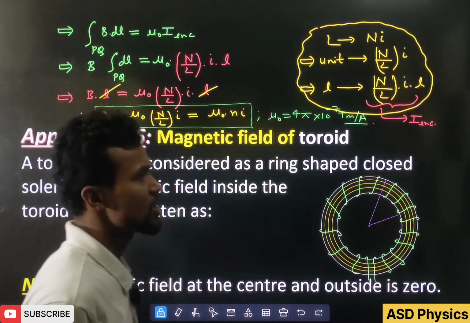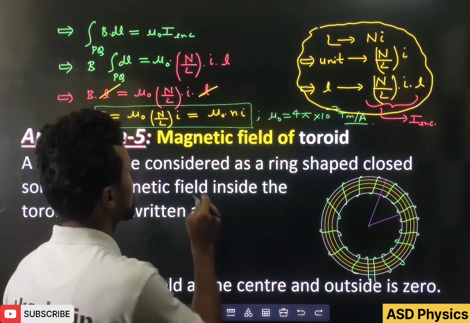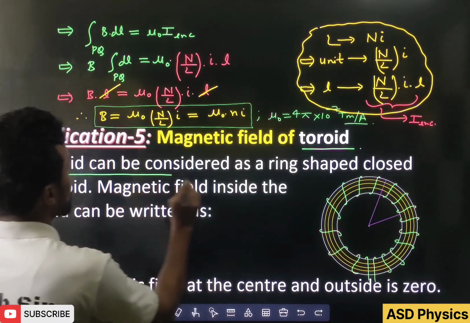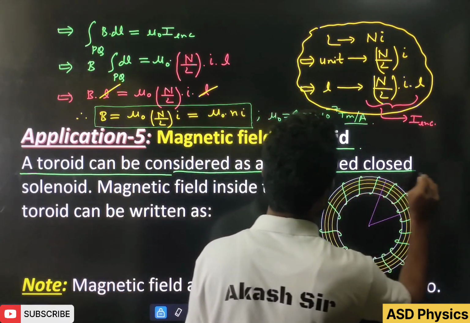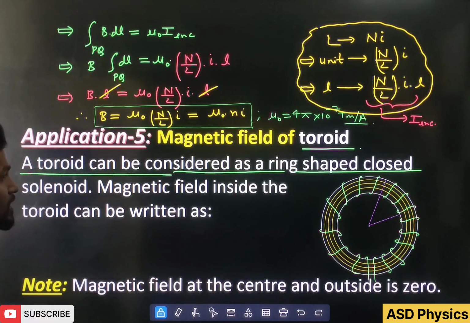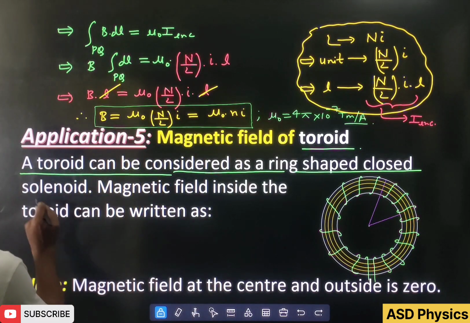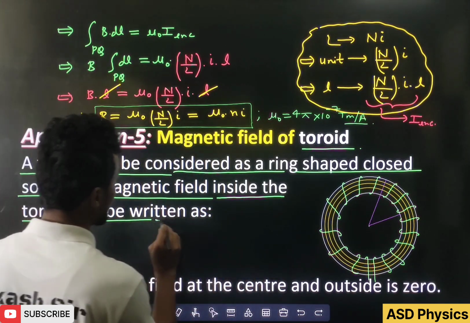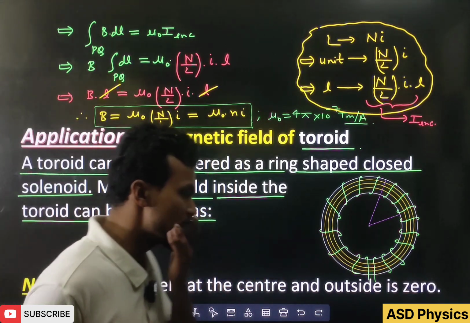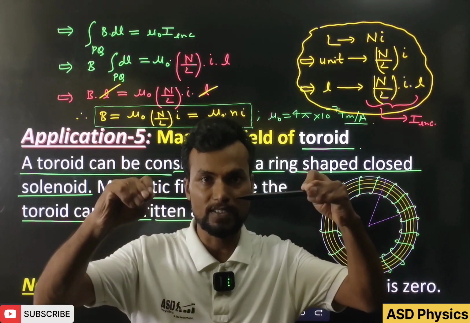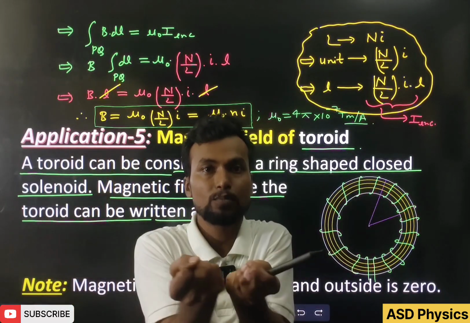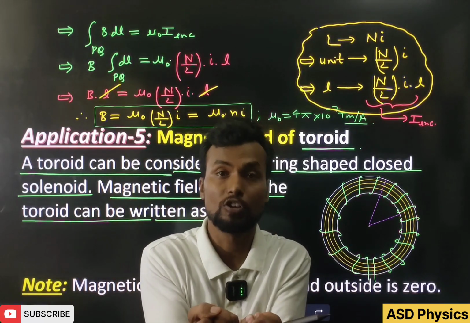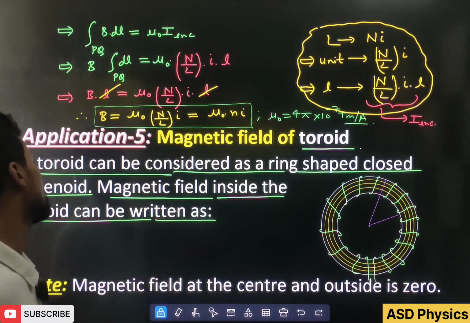Now we'll see application number 5, very similar to the solenoid. Magnetic field of a toroid. What is the toroid here? A toroid can be considered as a ring-shaped closed solenoid. Magnetic field inside the toroid can be written as. In case of solenoid, two ends are there. So this end and this end, if you connect them together, then it will become the toroid. Or even we can call it an endless solenoid, or a ring-shaped closed solenoid.